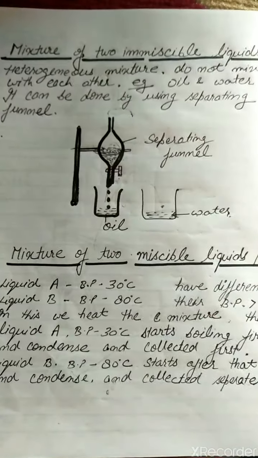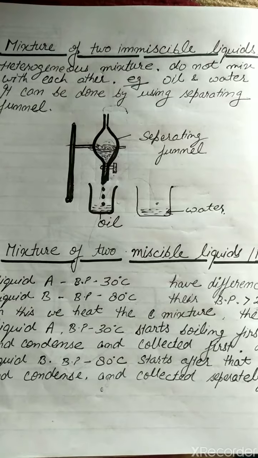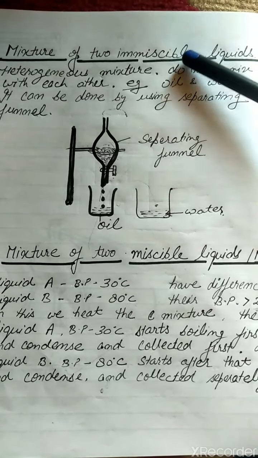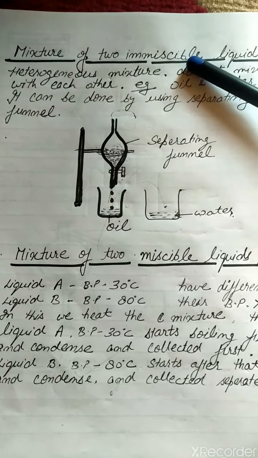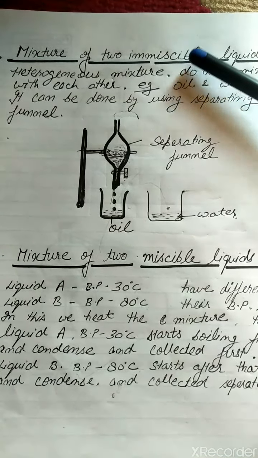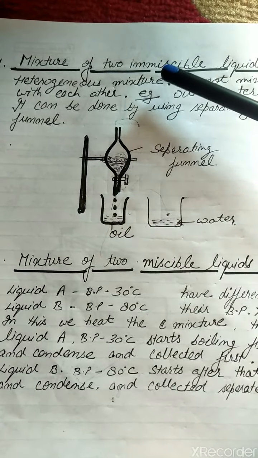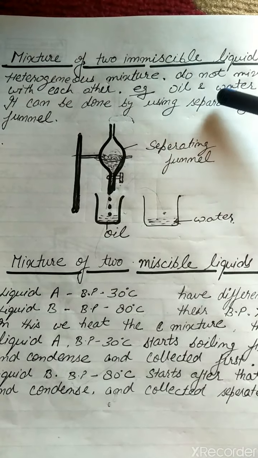Friends, as we are discussing the separation techniques, how to separate the components. Now here is the mixture of two immiscible liquids. Immiscible means which do not mix together, as it is a heterogeneous mixture and they do not mix with each other. For example, oil and water, kerosene oil and water.